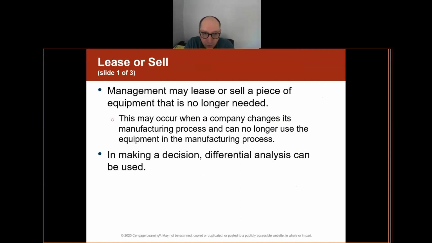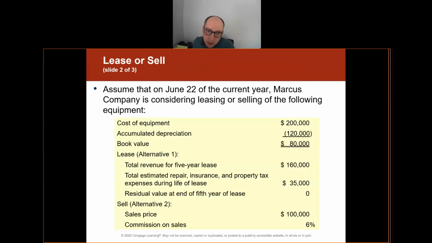Another example would be the good old-fashioned lease or buy decision, or lease or sell decision. Lease or buy, lease or sell, same concept, right? Let's use a printer or a copying machine, for example. Let's say I have a copying machine or a piece of equipment that I no longer use. I can lease that piece of equipment to another company, or I can sell it on the open market. And differential analysis can help us in that type of decision.